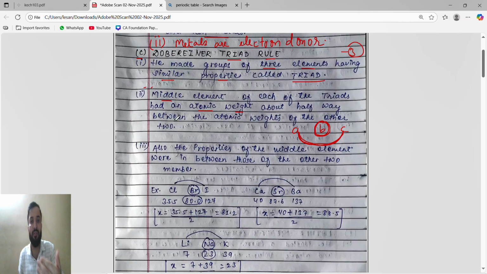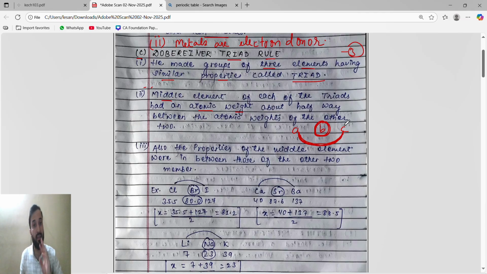Halfway means what? Average. Average between the atomic weights of the other two. Or you can say the atomic weight of the middle element is equal to the average of the atomic weights of the other two elements. This is the second thing.